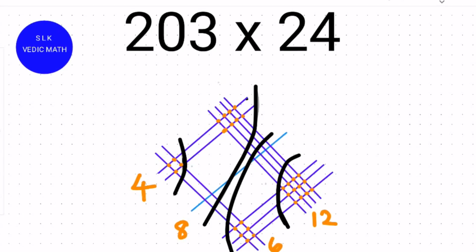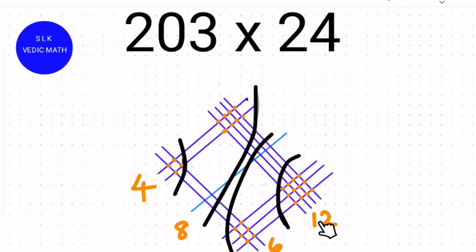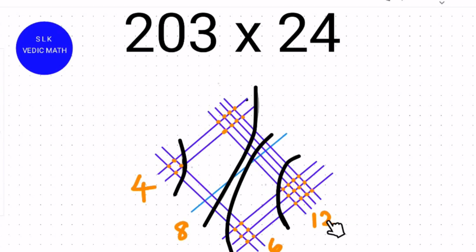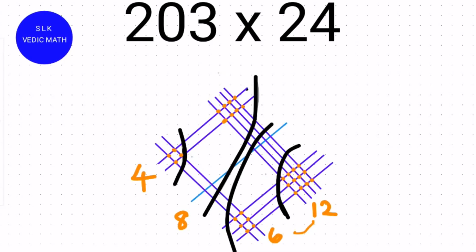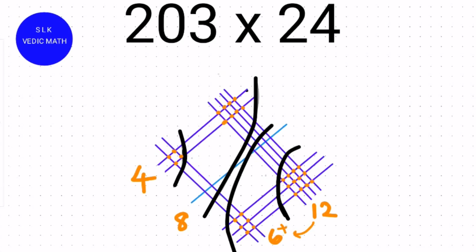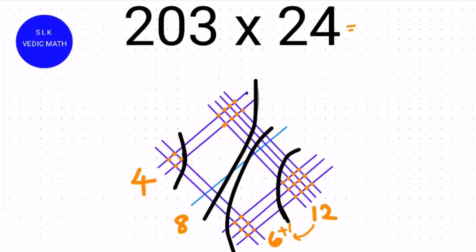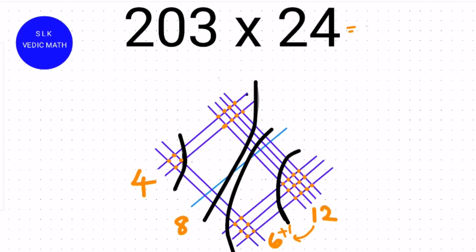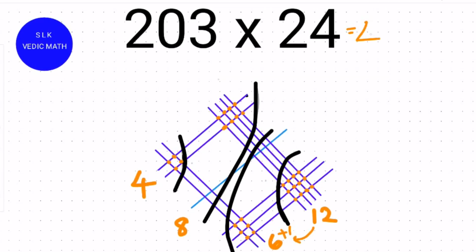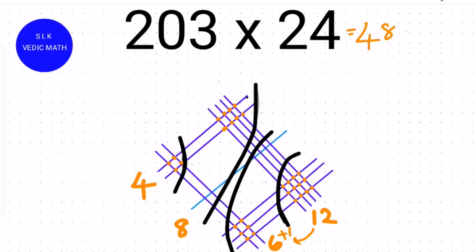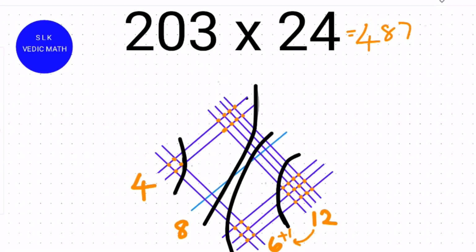So we write 4. Now, 12 is a 2-digit number. So we write this one over here. So it's 6 plus 1. So 203 into 24 is 4, 8, 6 plus 1 is 7, and 2.